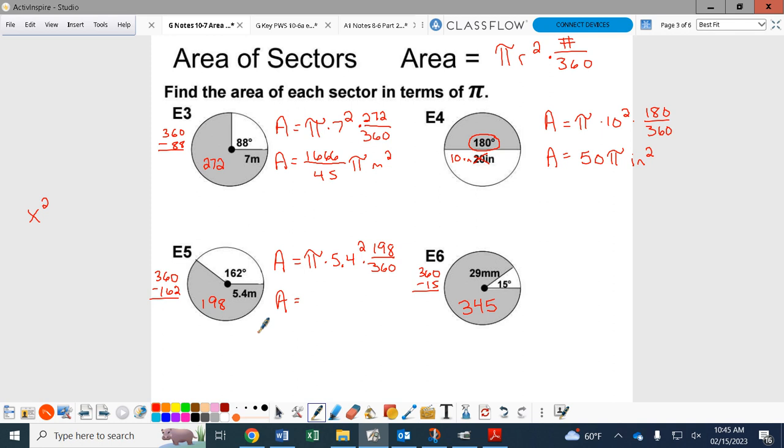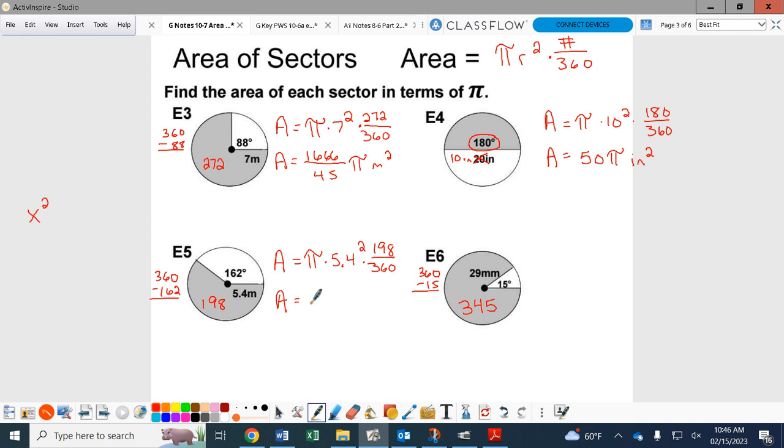Okay, guys, do the math for that. 5.4 squared times 198 fraction button 360. Now that's going to give you a decimal that you need to round off to one decimal place, but is this the one that rounds weird? It's just 16 or 6?